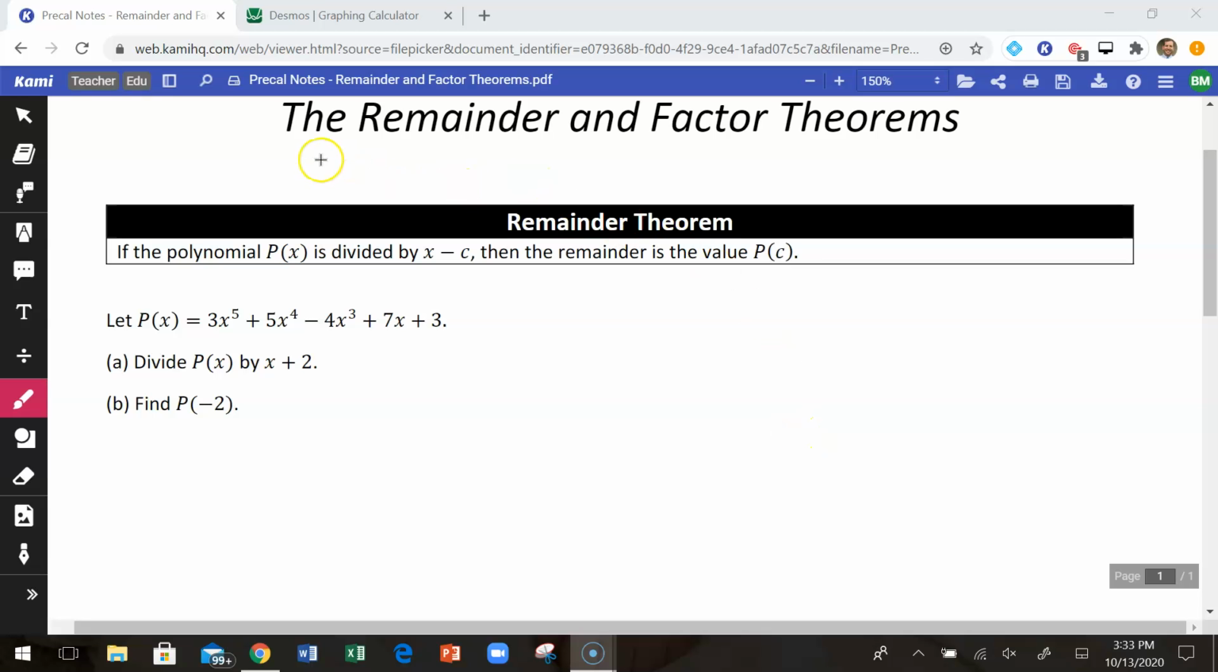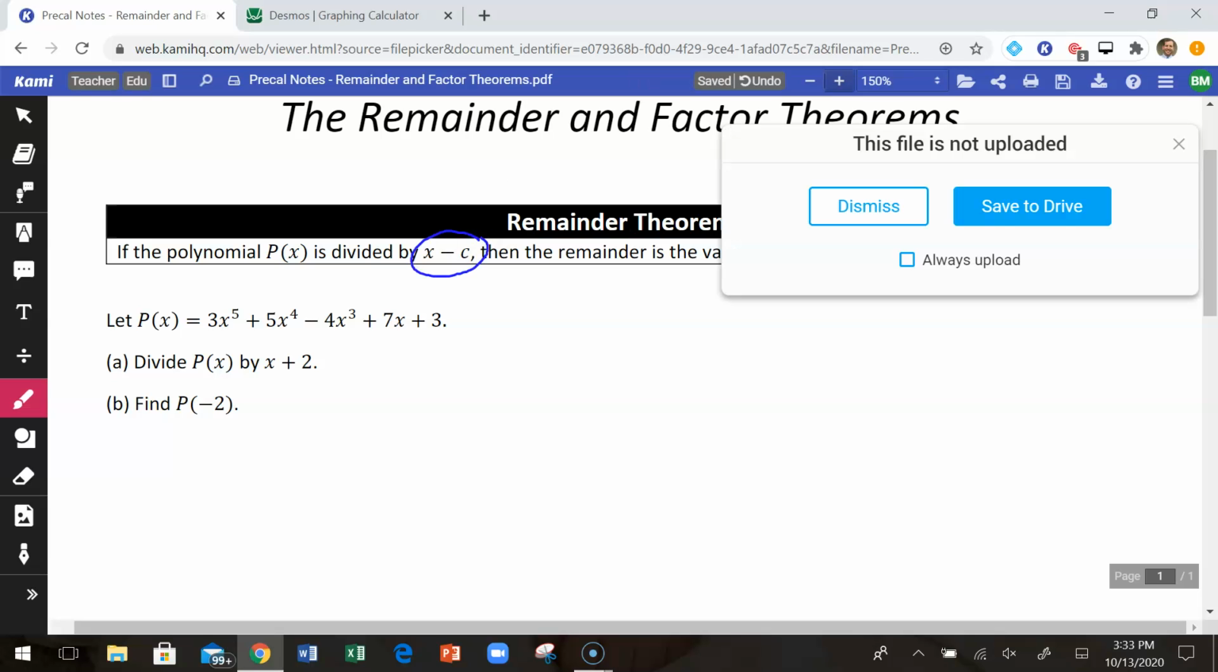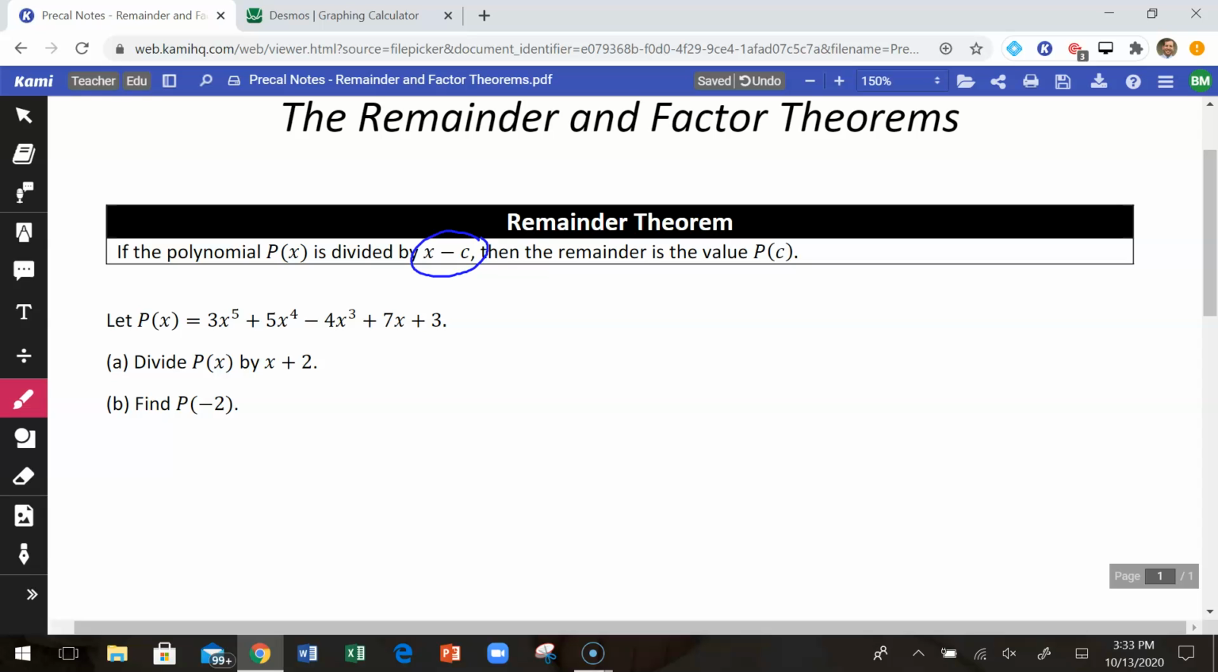In this video we're going to discuss a couple of theorems. One is called the remainder theorem. The remainder theorem says if we have a polynomial and we divide by some factor x minus c, whatever that happens to be, the remainder that we have when we do that division, which we're going to use synthetic division for, is what you would get if you actually just plugged that number in to the polynomial.